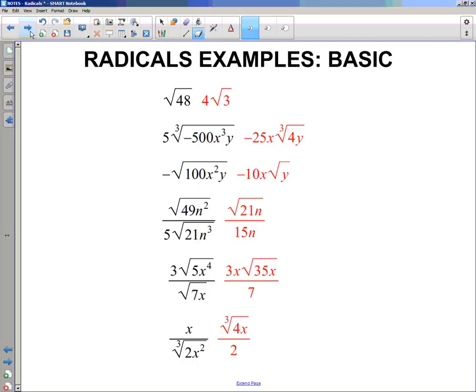Okay, we're going to cover some basic examples of radicals in this video, the 6 problems that you see on the board here. In all of these, we're trying to simplify the radical as much as possible, pull everything out that we can. We also need to worry about reducing any fractions that we see, and we have to rationalize fractions, meaning that we cannot end up with radicals in the denominator of any fractions.